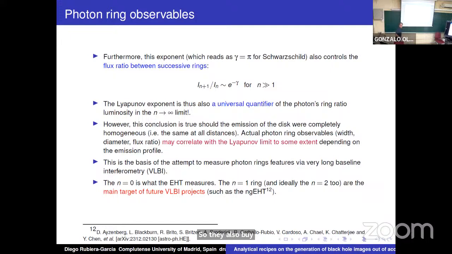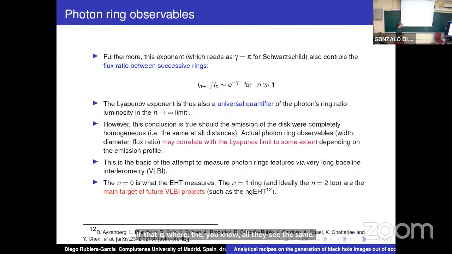The problem with this is that it would be true only if the disks were emitting exactly the same at all distances. Why is that? Because these two photon rings, n and n plus 1, on their paths did not travel the same region of the disk, because the radial distance is not the same. So they travel different regions of the disk. If the disks were completely homogeneous, all good, they would see the same luminosity. But because the disk does not behave in that way, they don't see the same luminosity.